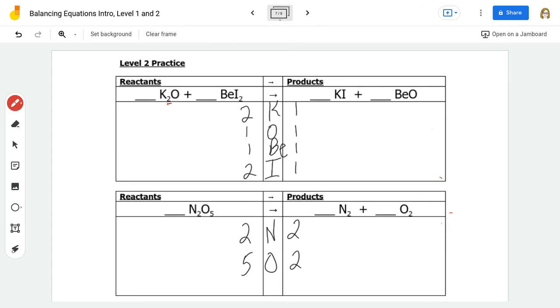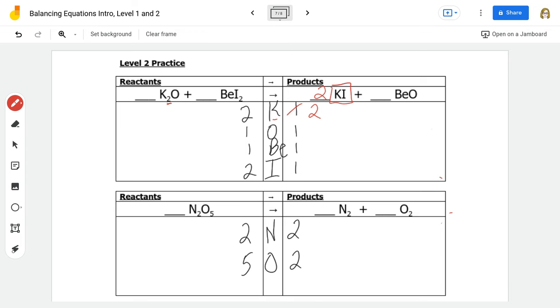So you are going to add coefficients in order to make the inventories match up. And you're going to start with an element that is not the same, and you're going to add to the side that doesn't have enough. So I'm going to look at K. The product side only has 1. So if I put a 2 here, that'll take my K to 2.